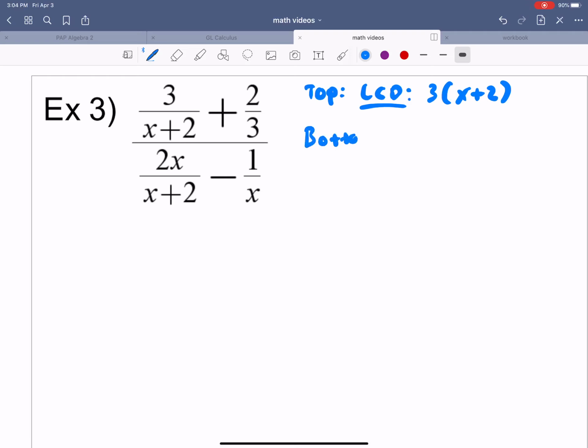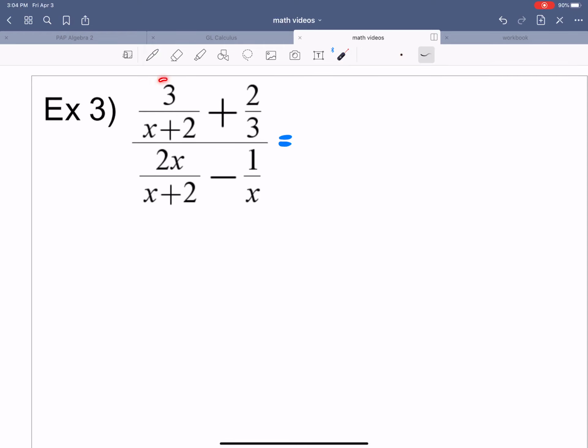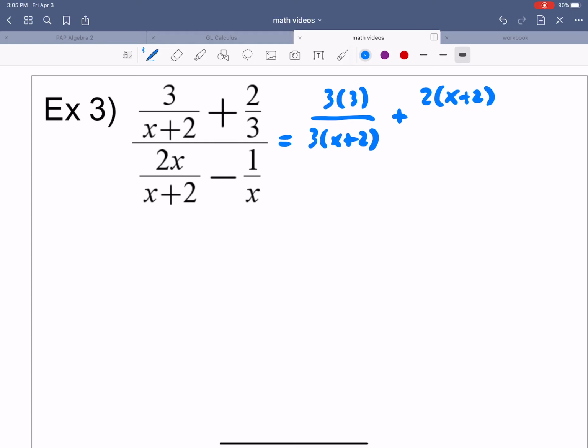And the LCD on the bottom is going to be x times x plus 2, okay? So LCD of the top, 3 times x plus 2. LCD of the bottom is x times x plus 2. So let's rewrite that. So first fraction here, 3 over x plus 2. What is it missing? It's missing the 3. So I'm going to multiply by a 3 on the top and a 3 on the bottom to give me 3 times x plus 2. Plus 2/3 is missing the x plus 2. So I'm going to multiply the top and the bottom by x plus 2.